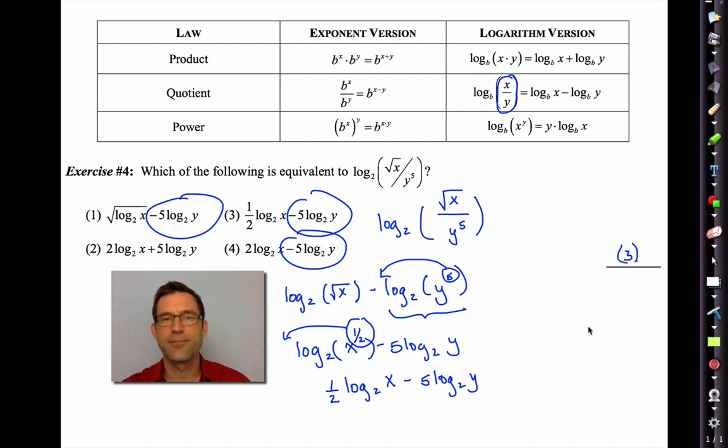That's choice 3, right? So we have to be prepared when we see roots, square roots, cubed roots, fourth roots, to re-express those as powers so that we can use that last logarithm law. Okay, pause the video now and write down anything you need to. Okay, clearing it out.